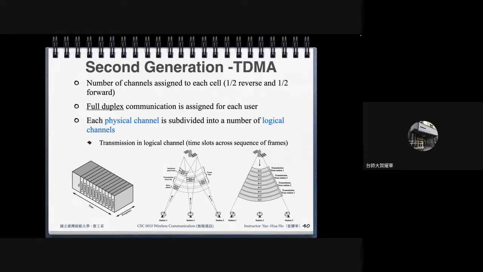So the number of channels assigned to each cell, reverse and forward, is a similar concept, but those channels are actually logical channels. So you still have a full duplex communication that's assigned to each user. Each physical frequency channel is subdivided into a number of logical channels, or time slots. The transmission is sent in a logical channel, that time slot, across a certain sequence of frames, okay. So that's TDM. The second generation is digitized and you are able to use time division multiple access. But the first generation is analog, so you can only do frequency division multiple access.